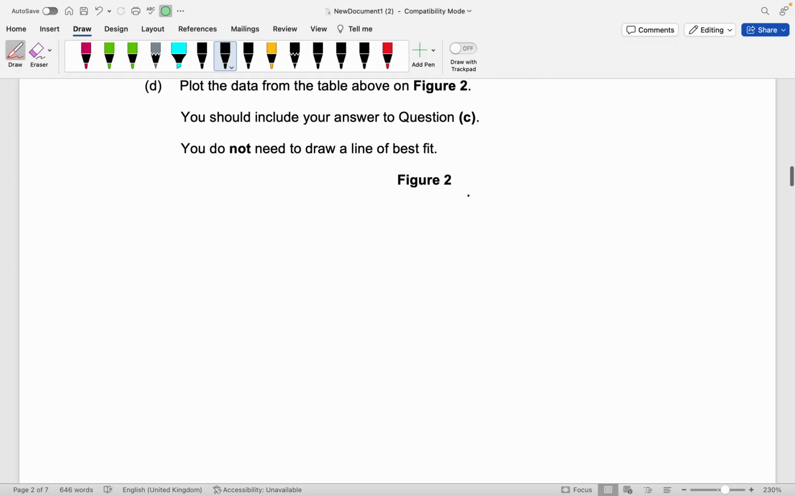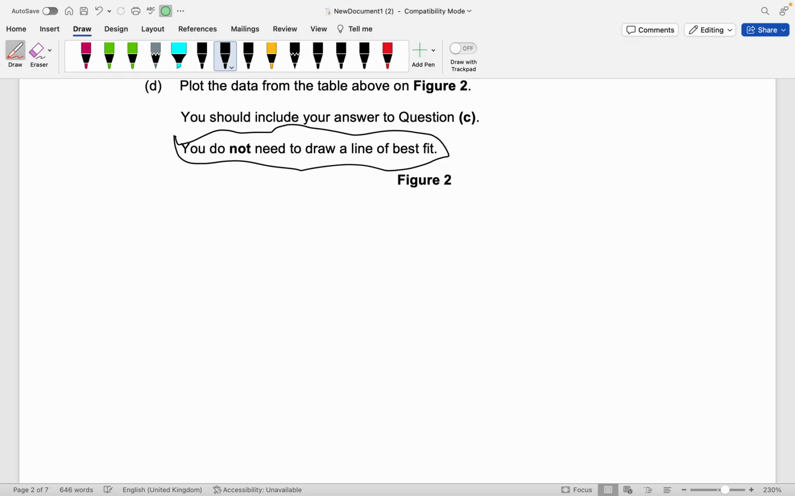It then says, plot the data from the table above on figure 2. You should include your answer to question C, so the answer we've just done. And in this question, you do not need to draw a line of best fit. So that's quite good.